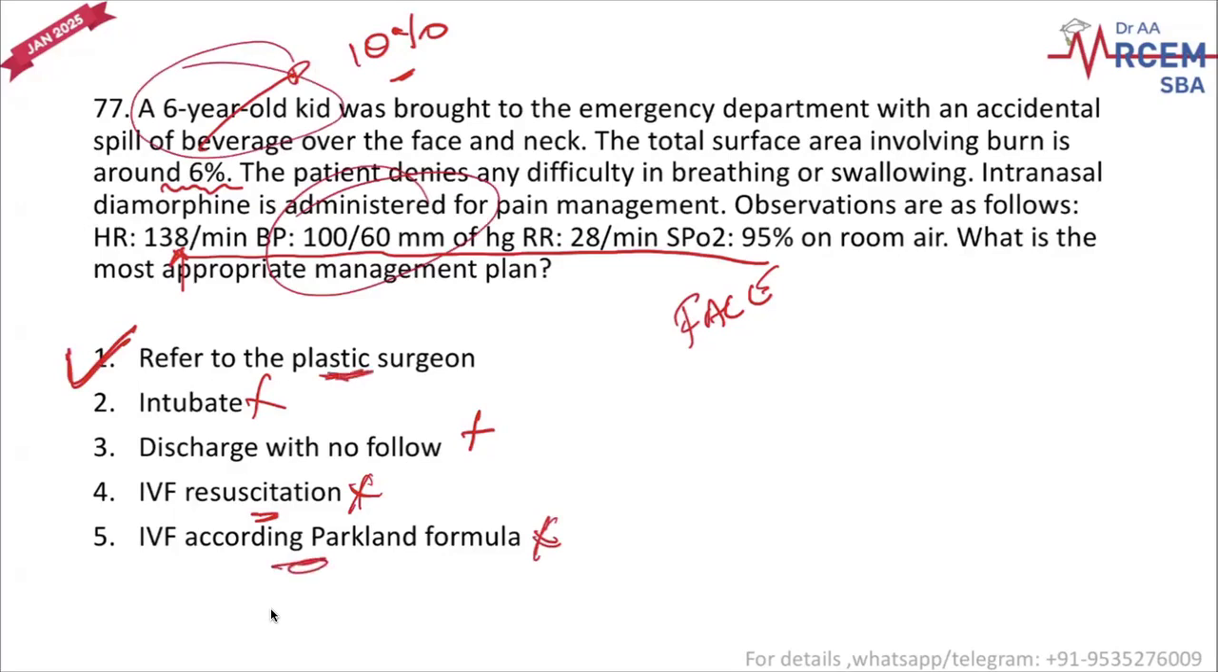For the Parkland formula you're giving, if the percentage of burns was 10%, in a pediatric age group, at least 10% minimum should be present, if I'm not wrong. Okay, 10% should be present. It's not 6%.